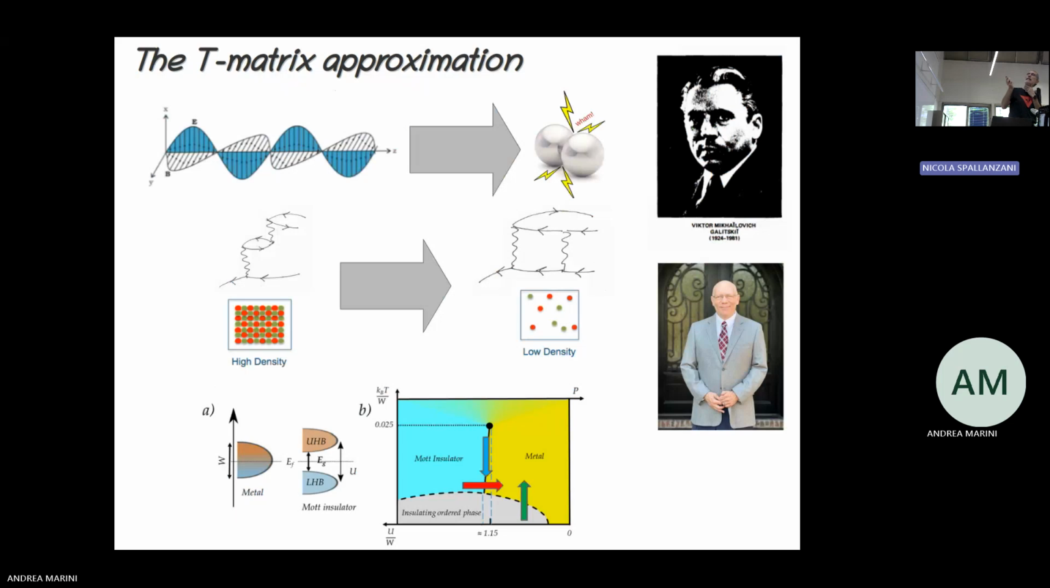So in this case, you can prove that the dominant diagrams have a different geometry, and those are the ones that lead to the T-matrix approximation. And that is an approximation to the Hubbard solution. So we have Hubbard bands and so on and so forth.